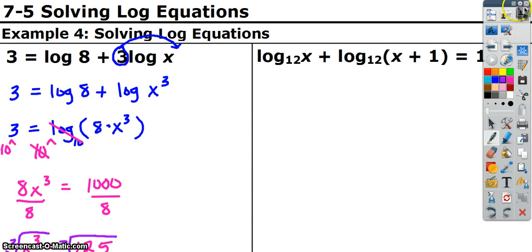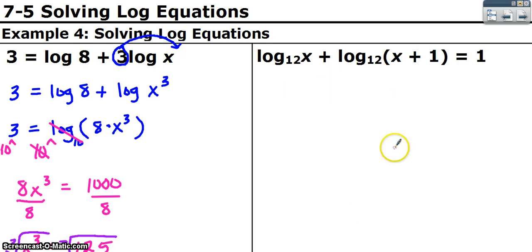All right, so y'all give this one a try on your own. Pause the video and then come back and see if you got it right.